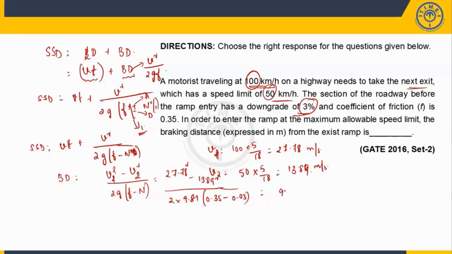92.188. 92.19 meter. Am I right? Yes, sir. The range of the answer will be like 91.7 to 92.7 meter. So any value in this range, your answer will be right. Okay, shall we move forward?